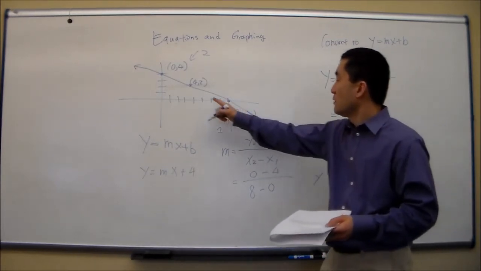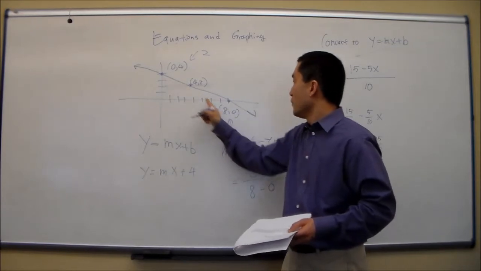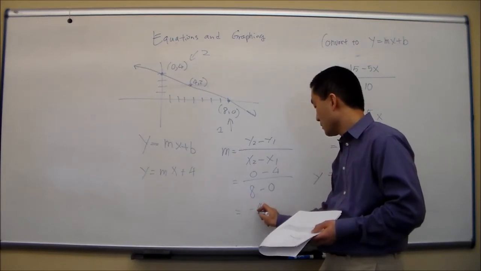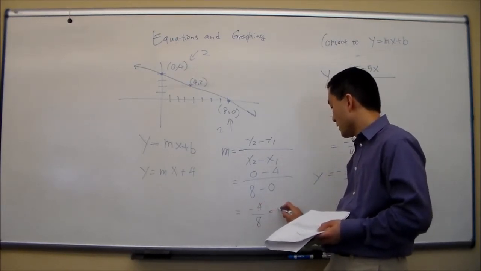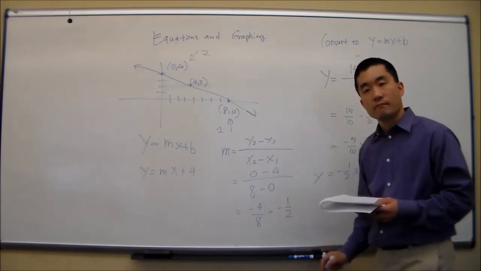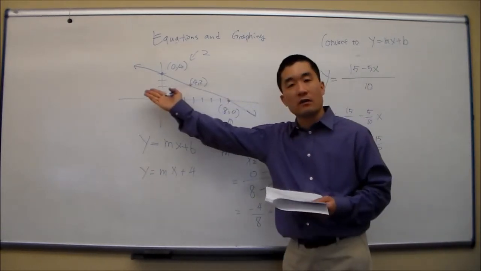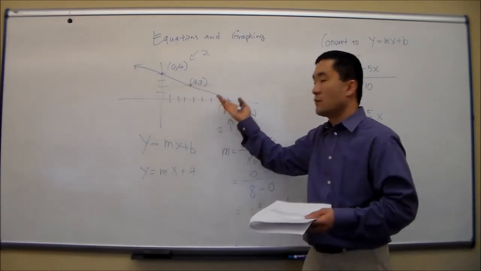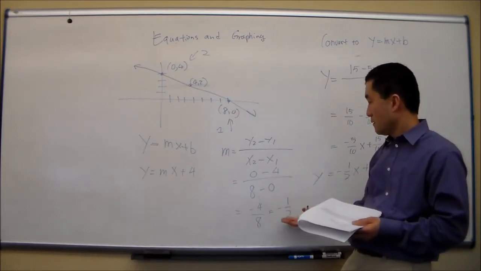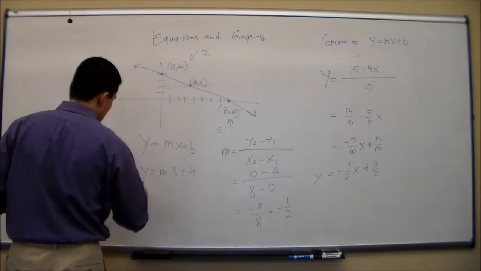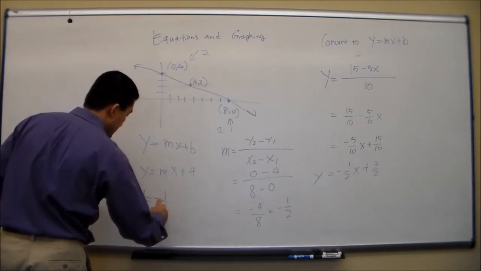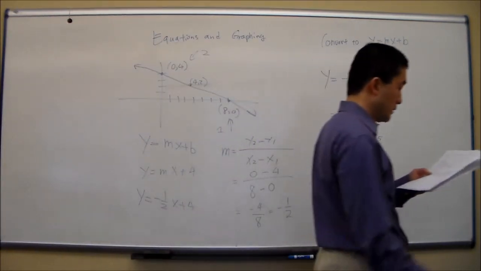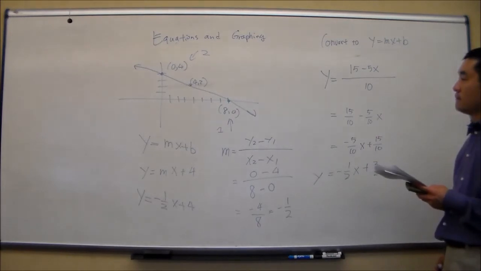The reason I picked those 2 points, the intercepts, is because it makes the calculation easy. 0 and 0 here. So negative 4 over 8, which is the same as negative 1/2 here. You can pick any 2 points, so why not make your life easier and pick easy points? So if you have a point on the axis, just pick those. There you go. So then the final answer is negative half x plus 4. Okay.